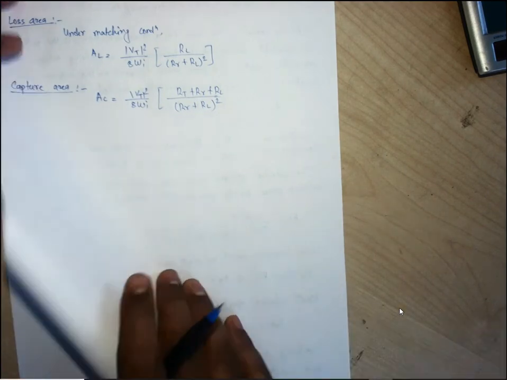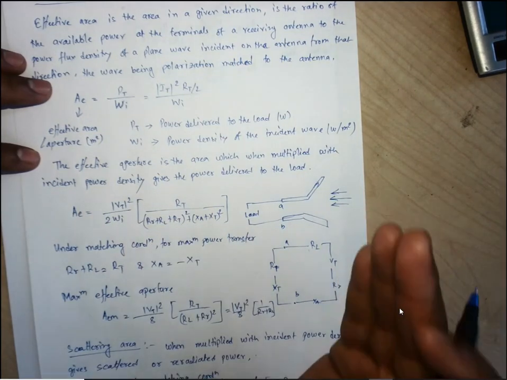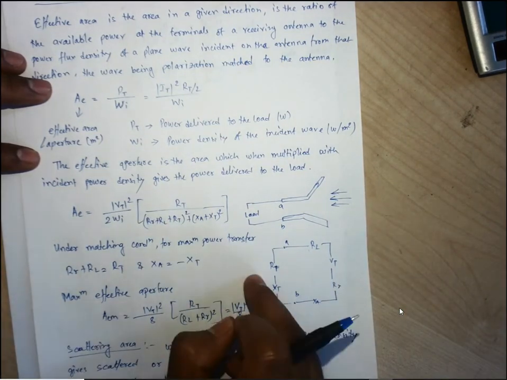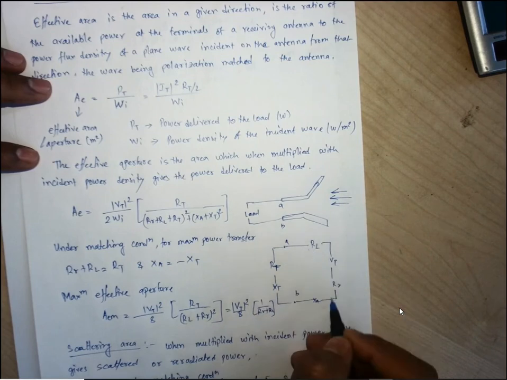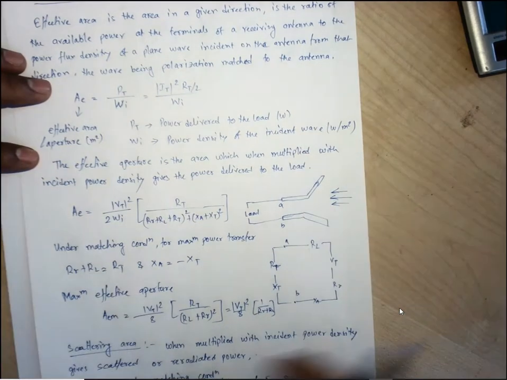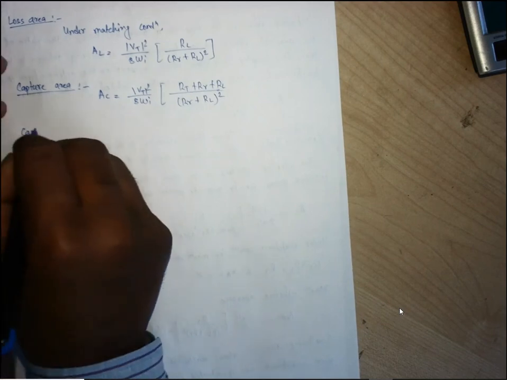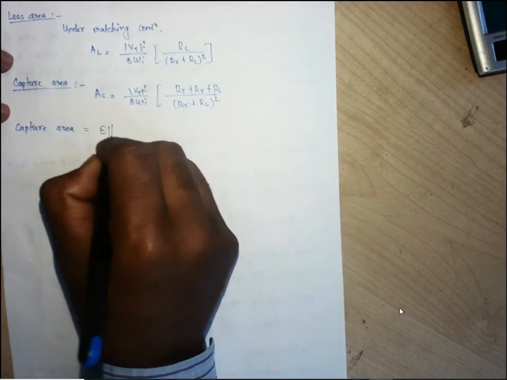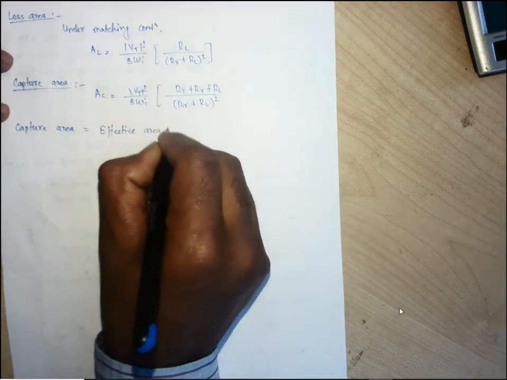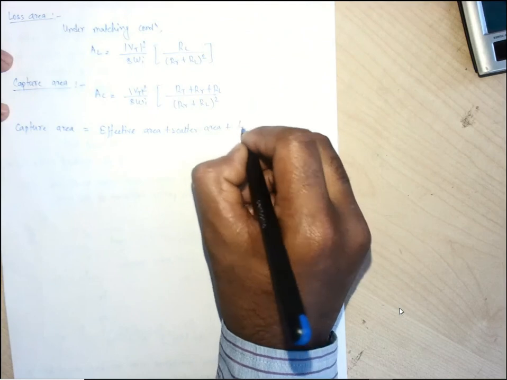So this RT is the effective area. That area is responsible for the power which is delivered to the load, here the receiver. Now this RL is responsible for the loss area, this RR for the scattering area, and as a whole, for this antenna structure connected with a receiver, we can say that is the capture area. So this capture area is equal to effective area plus scatter area plus loss area.